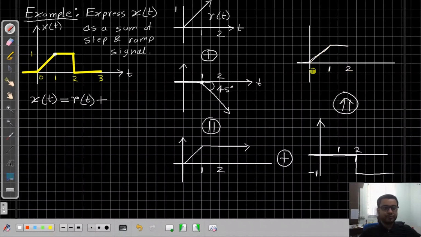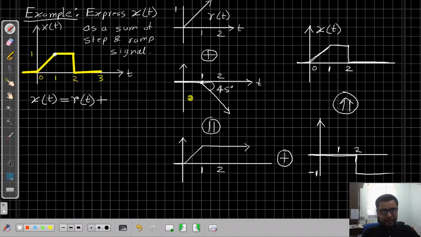One, two. After this point, this has a value of 1 and this has a value of minus 1. When you add these two, the result will be 0. So it will come down and become 0 forever after. And this signal looks the same as x(t). Therefore, I can write x(t) as a sum of this plus this plus this.